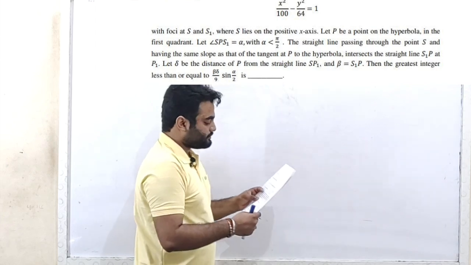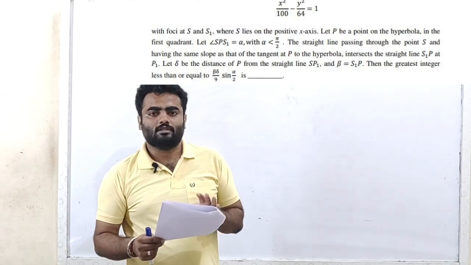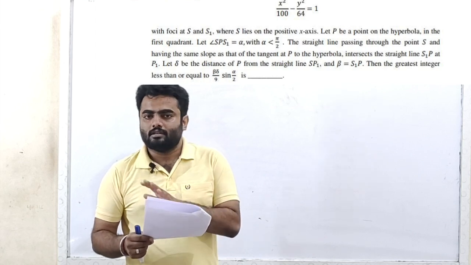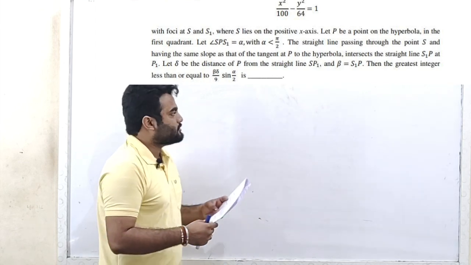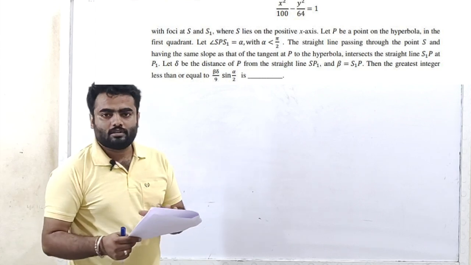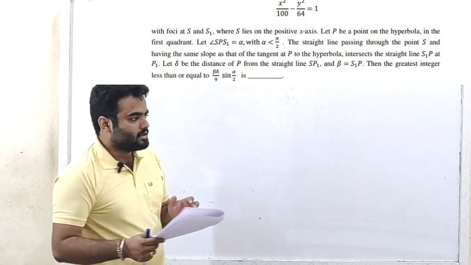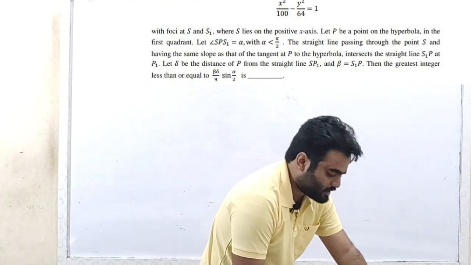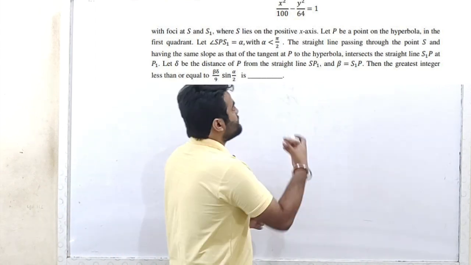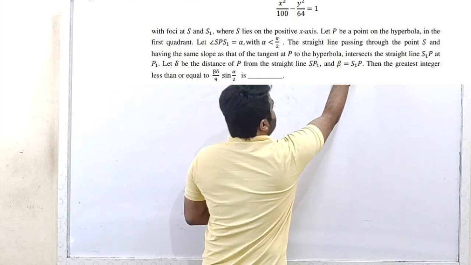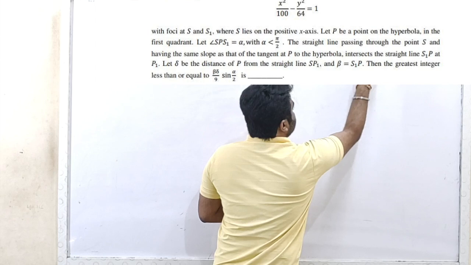So in such types of questions, at first what you have to do is try to draw the diagram. Fine. So in this particular question also I will try to figure out what the diagram of this question looks like. Here what you have to focus on is the given hyperbola, x square upon 100 minus y square by 64 is equal to 1.